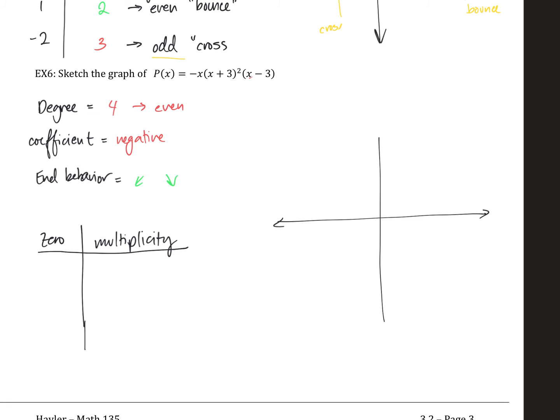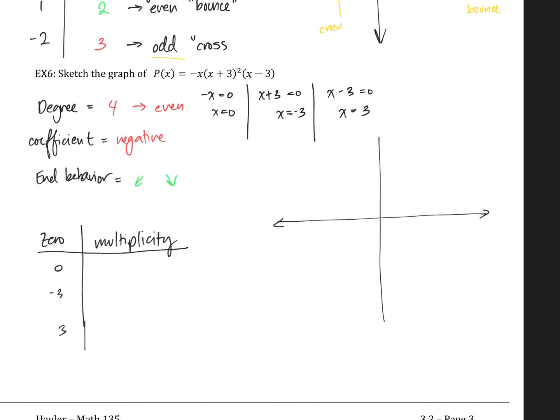Now next we need to figure out the zeros. Okay, so looking at our polynomial here, ooh, we actually have 3 different zeros that are going to happen. We'll have the negative x equal to 0, then the x plus 3 equal to 0, and lastly, the x minus 3 equal to 0. Solving each of these, we get 0, negative 3, and positive 3. Let's go ahead and write this in. 0, negative 3, and positive 3.